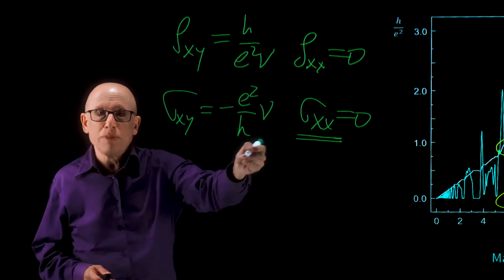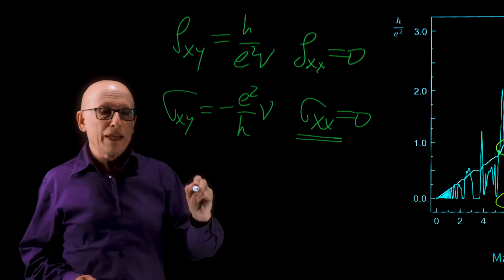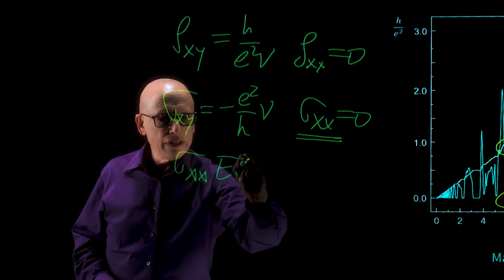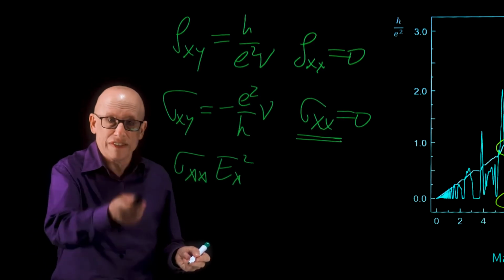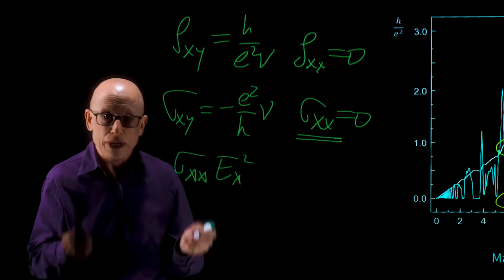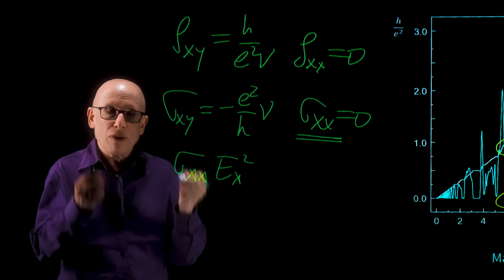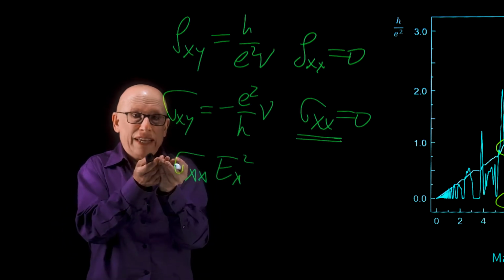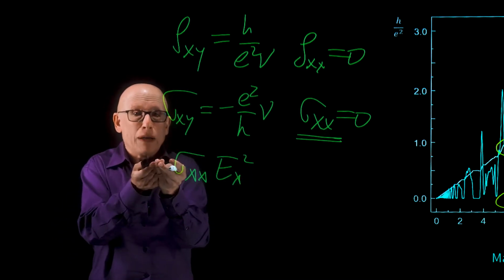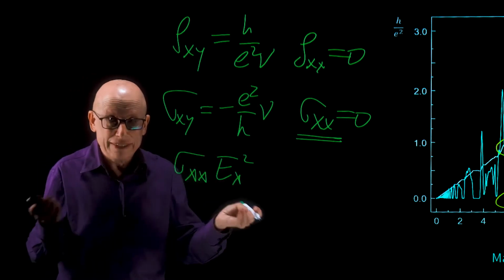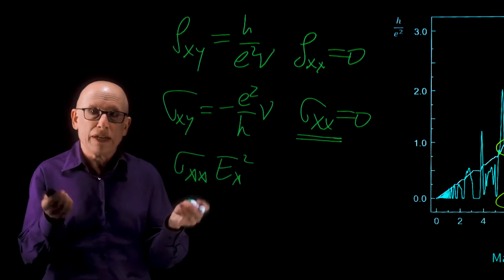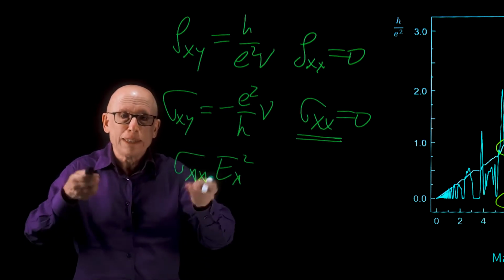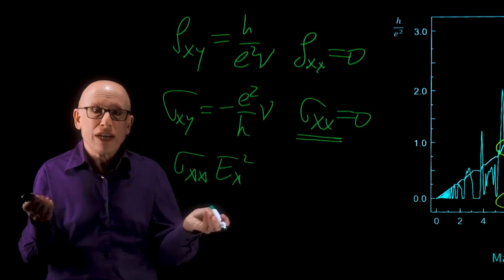Sigma xx is a measurement of a dissipation, right? Because sigma xx times Ex squared is the rate of dissipation. If sigma xx is 0, current flows with no dissipation. How come a current can flow with no dissipation? That requires the energy states at the chemical potential either to be absent, namely either to have an energy gap at the chemical potential, or to have states, but states which cannot dissipate energy, namely localized states.